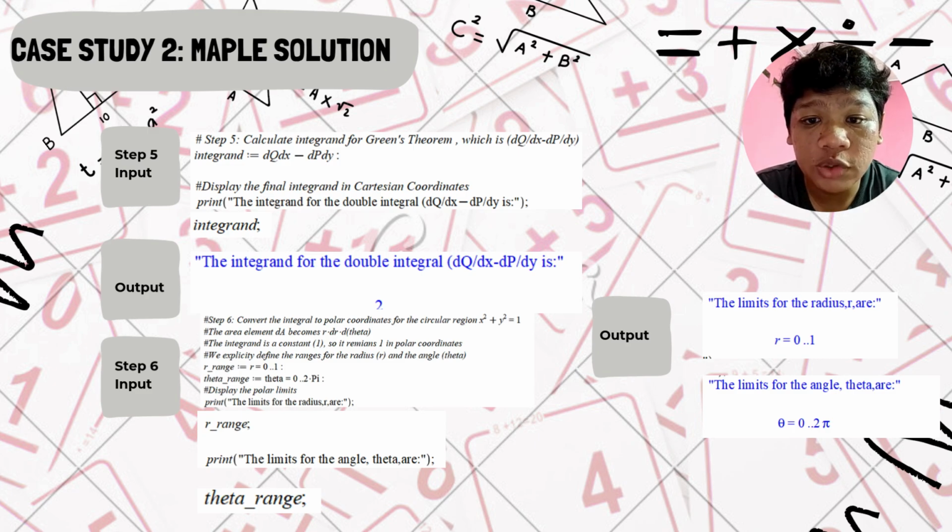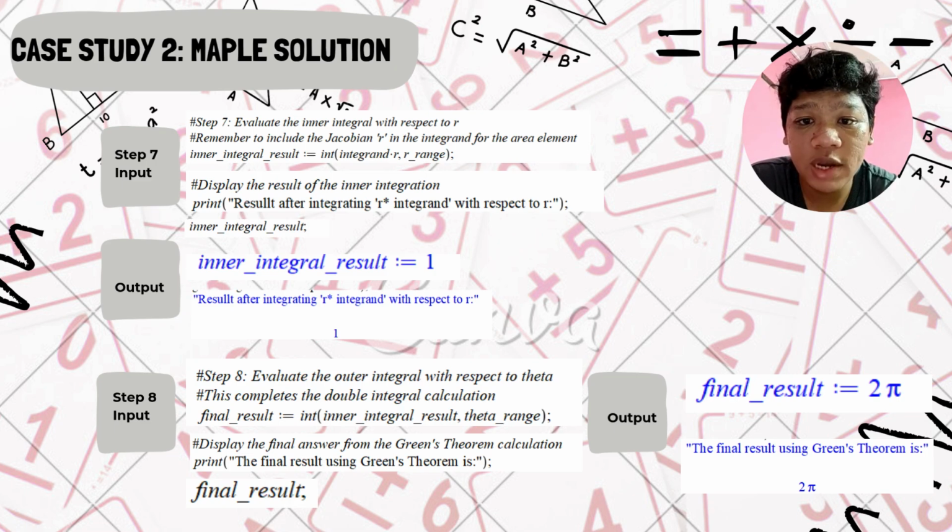For step 6, we convert the integral to polar coordinates for the circular region, and then we find the limits for both r and theta using the given formula as shown. From there, we obtain the limit for r is 0 to 1, while the limit for theta is 0 to 2 pi. We move to step 7, which is to evaluate the inner integral first with respect to r. Then we obtain the output that shows the inner integral result equals 1. Then we move to step 8, which is to evaluate the outer integral with respect to theta, and we finally obtain the final result, which is 2 pi.